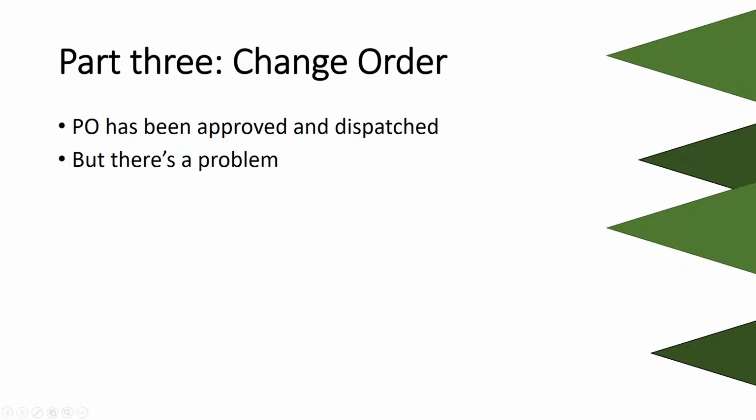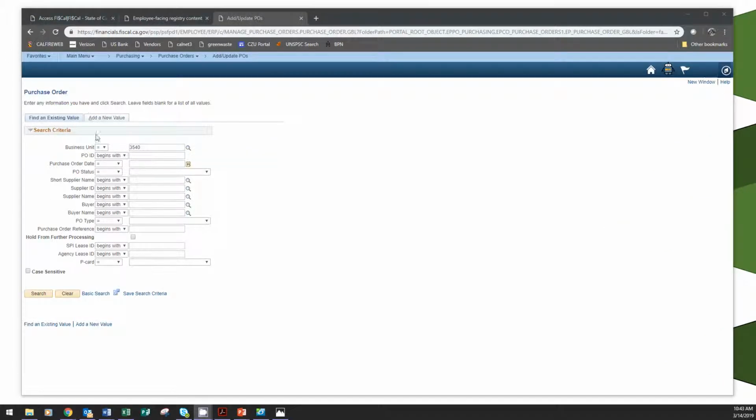Okay, but what about a problem after the purchase order has been dispatched? After dispatching, you can no longer just go back and modify your purchase order. You must do a change order instead. This really isn't that hard, and I'll show you how. Just as before, you'll search for the purchase order in question. I'll just go look up one of my dispatched purchase orders.